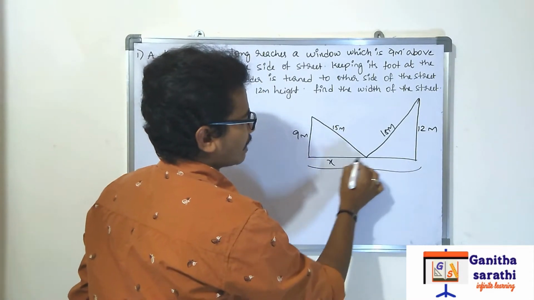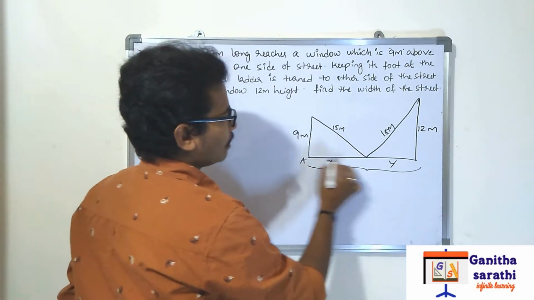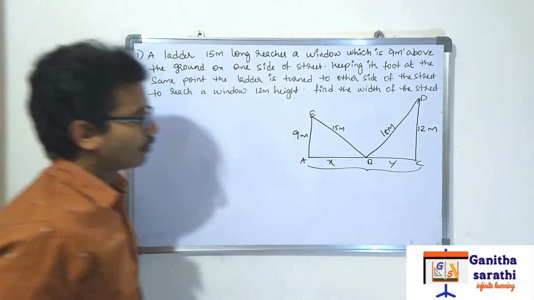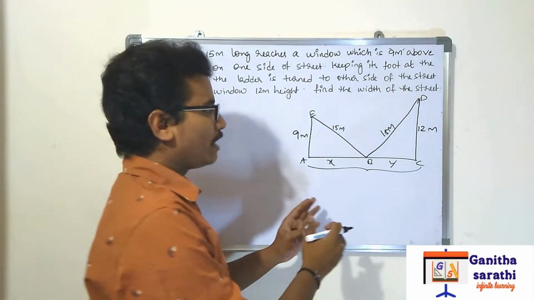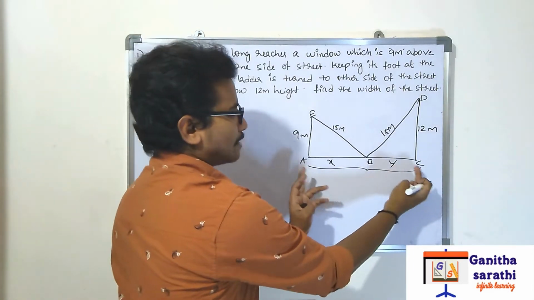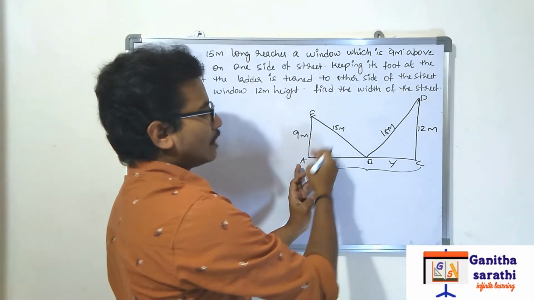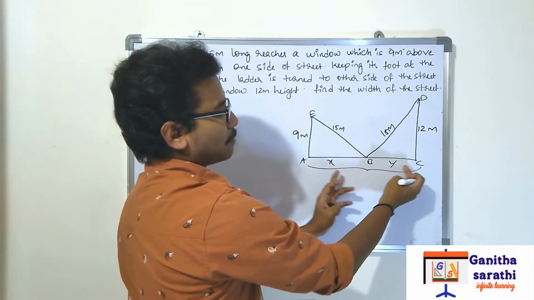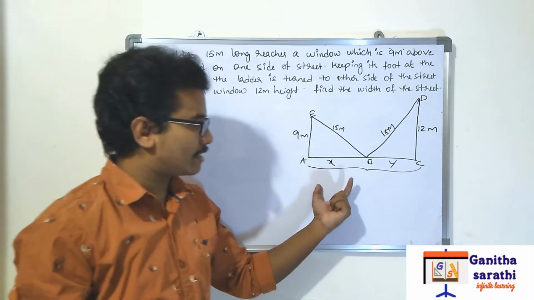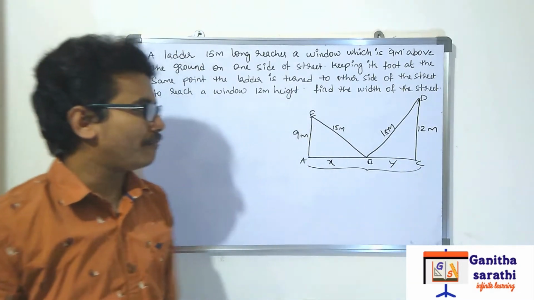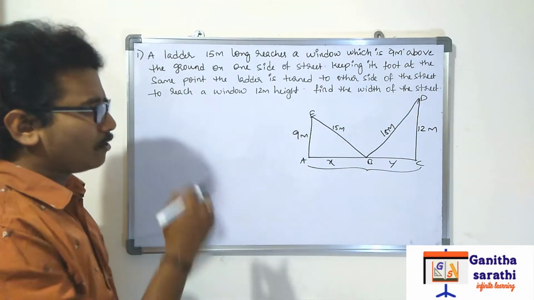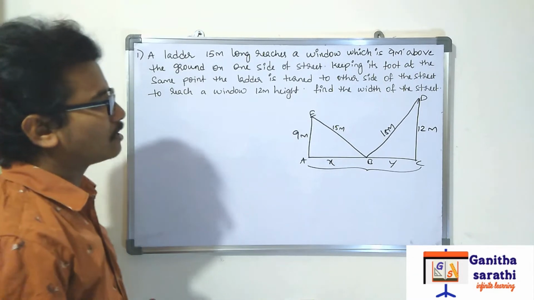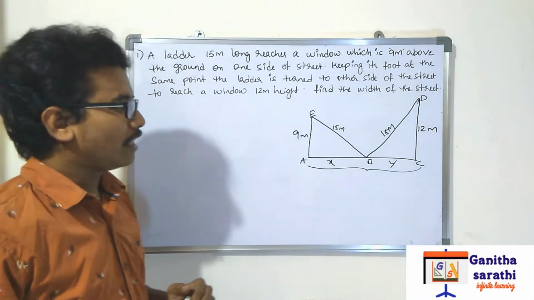Take this one as x and this one as y. Label it. Now we have to find x and y. Width of the street means x plus y. From this window to this window, that is the width. We have to find x plus y, means we have to find the value of x and also the value of y. For finding that, while explaining the problem I am not writing the steps, but you need to write the steps when you are writing the examination.